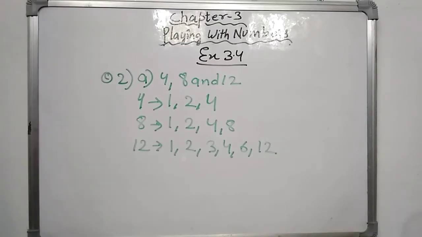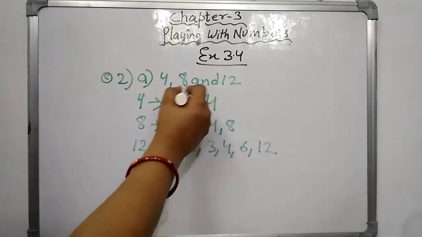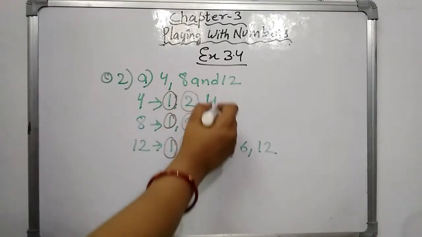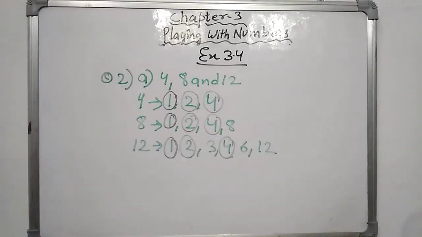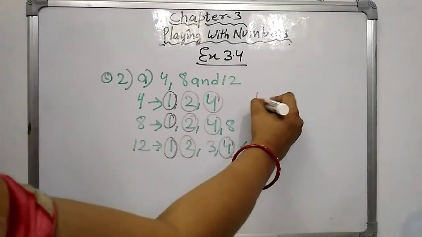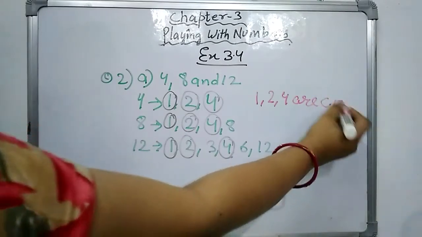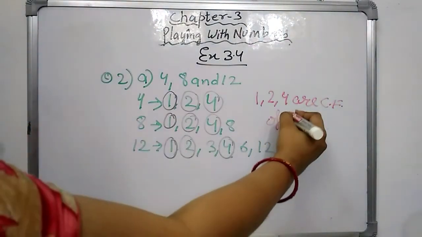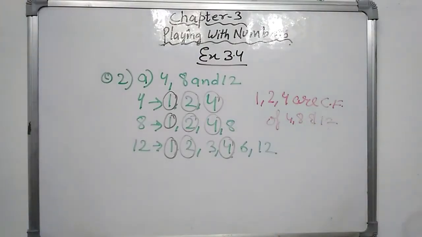Now find out common factors. 1 is common in all 3 numbers. 2 is common in all 3 numbers. And this 4 is also common in all 3 numbers. So 1, 2 and 4 are common factors. This CF means common factor of 4, 8 and 12. Alright.